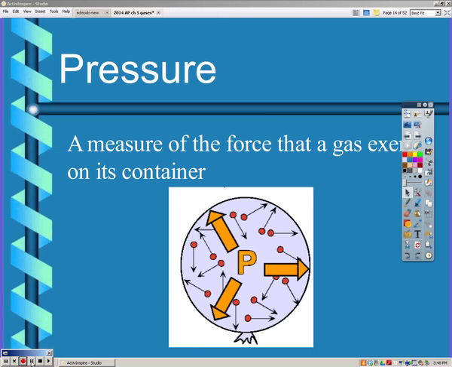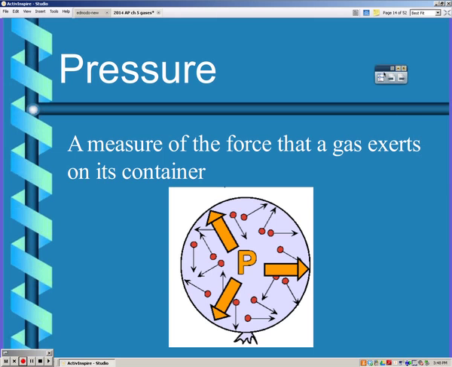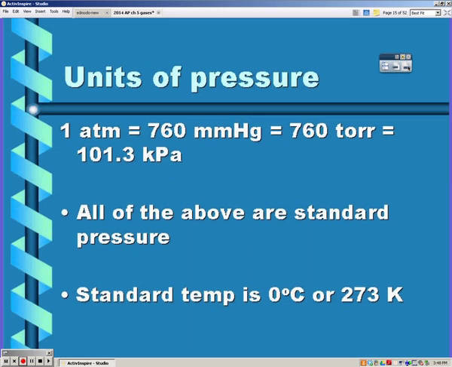So pressure is a measure of force that a gas exerts on its container. Atmospheric pressure would be the pressure that's pushing down on all objects. So our units of pressure, we have 1 atm or atmosphere is equal to 760 millimeters of mercury, which is equal to 760 torr, which is equal to 101.3 kilopascals.